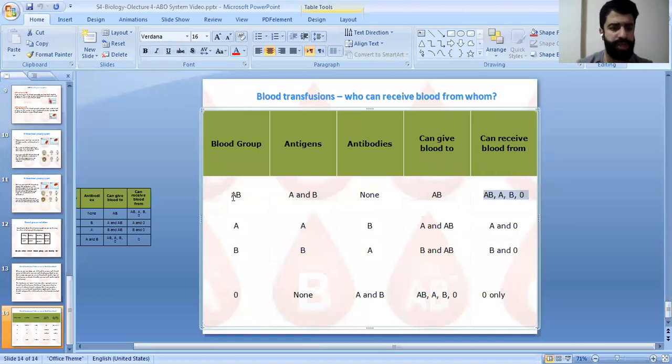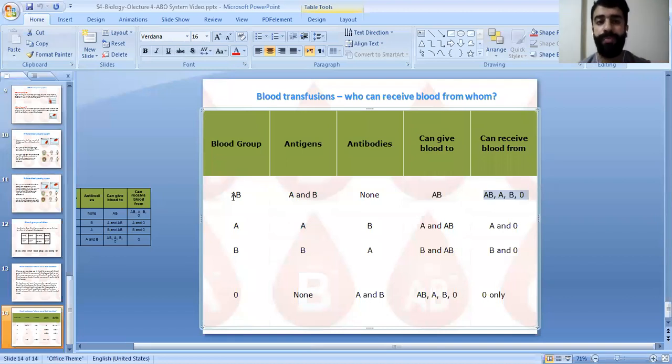I don't want to go into positive and negative. This is not your issue in grade 7 and 8. So it's not your issue whether AB positive can give to AB positive or AB negative and so on. But you have to know that we don't have 4 blood groups, we have 8: A positive, A negative, B positive, B negative, AB positive, AB negative, O positive, and O negative. These are 8 different blood groups.